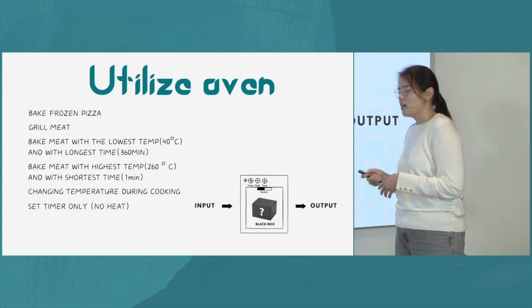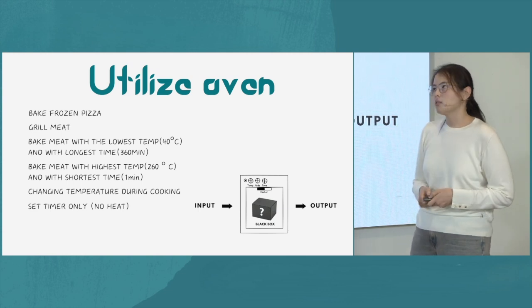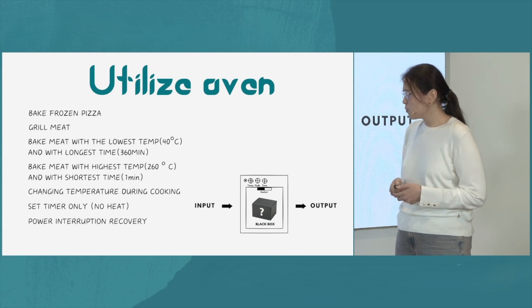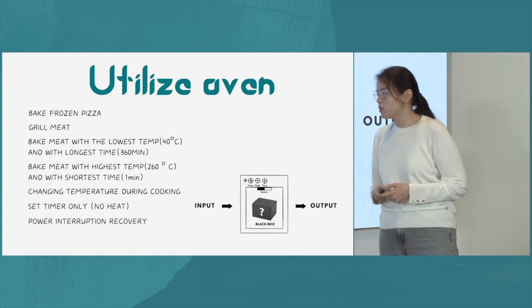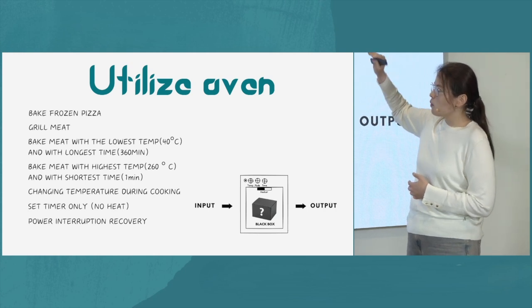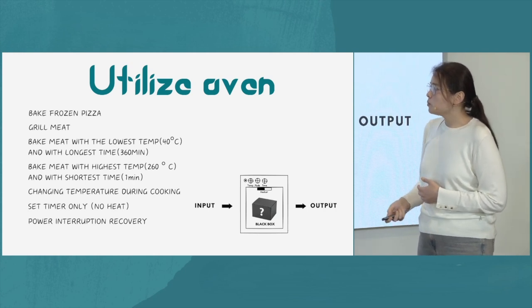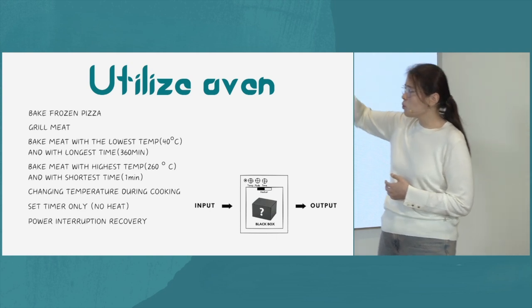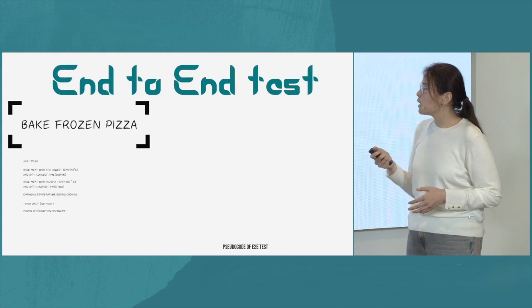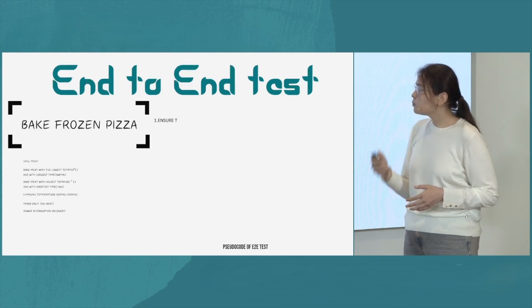And then we could set the timer only, but forget about turning on the temperature. And yeah, it could happen, that power interruption. How would it recover after that? So those are end-to-end scenarios. But now, let's take only the first one to specify, to go deeper, and create a step-by-step end-to-end test for that.